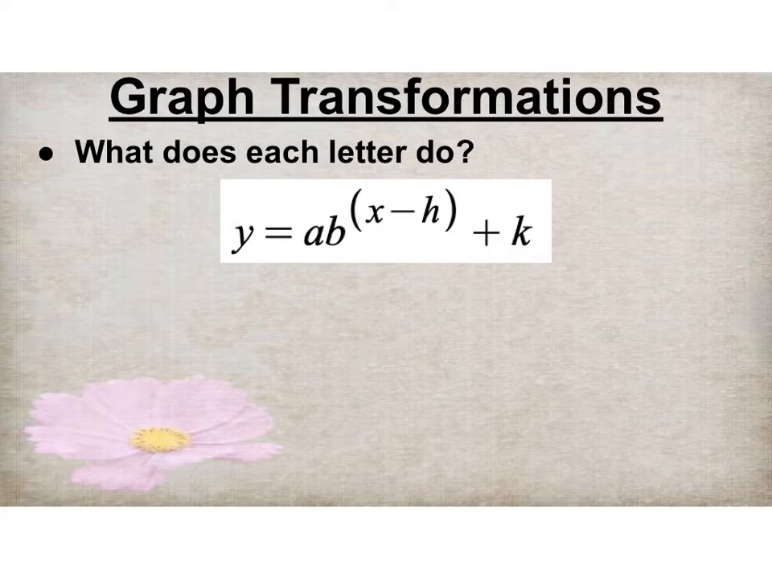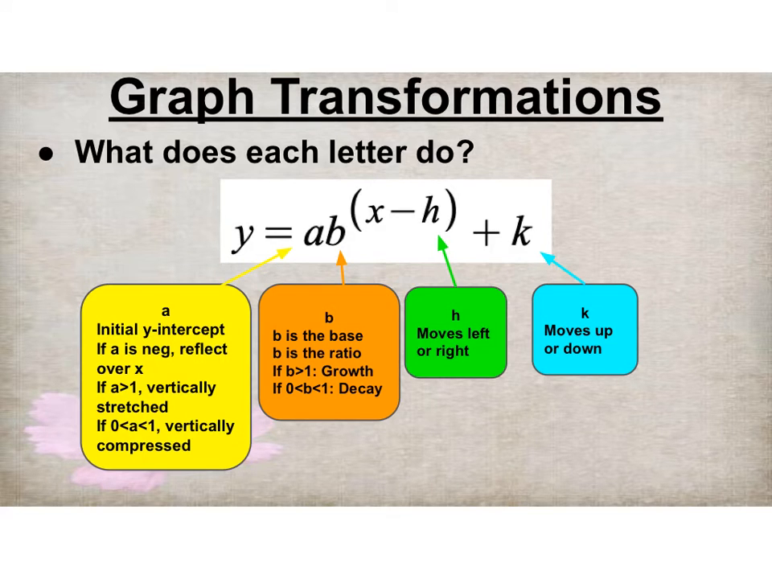So we have A, B, H, and K. So A has a lot of power. It's going to be our starting y-intercept. We're going to start there. It's not like a parabola that has a vertex that we're going to move, but that's the point that we're going to move. If A is negative, it's going to be reflected over x. If A is greater than 1, it's vertically stretched. And if A is between 0 and 1, it's vertically compressed.